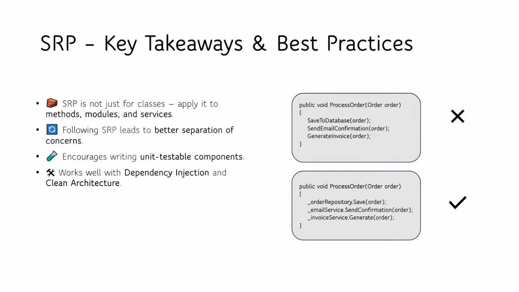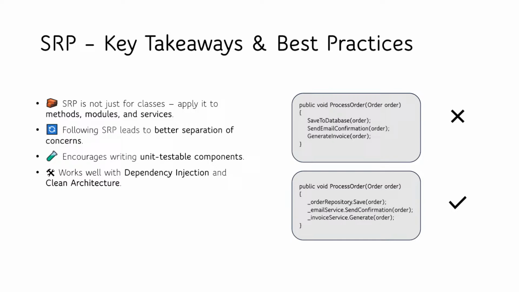SRP key takeaways and best practices we need to follow. SRP is not just for classes, it can also apply to methods, modules, and services. About services, we already discussed it with the user module. If we talk about methods, there is an example of the process order method in which we have created three different utilities: save to database, send email confirmation, and generate invoice. So it is wrong according to the SRP principle.